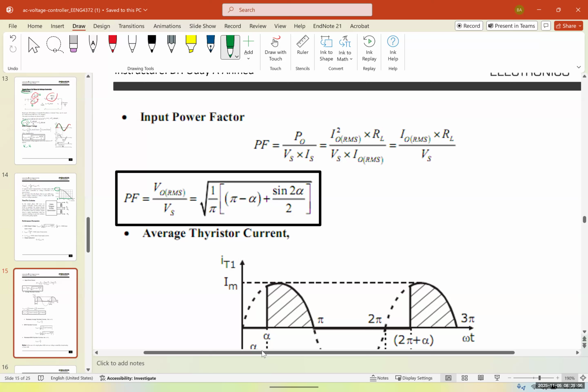Power factor is going to be V out RMS over Vs, which would be equal to, from the previous equation that we had, the square root of 1 over pi times pi minus alpha plus sine of 2 alpha over 2.